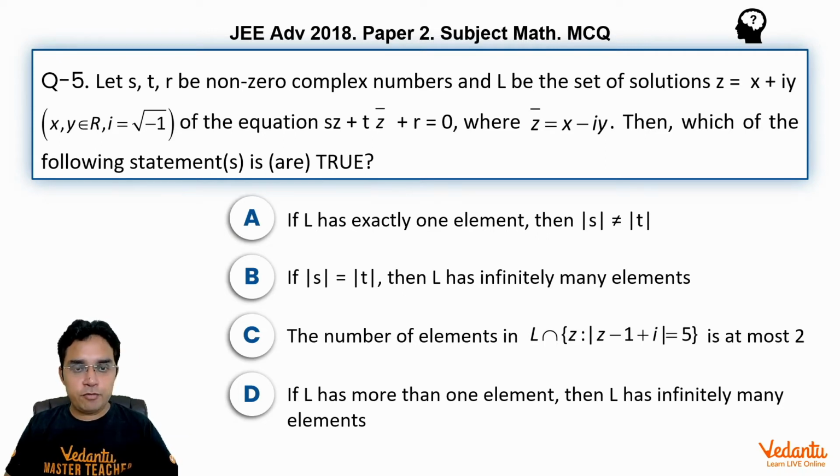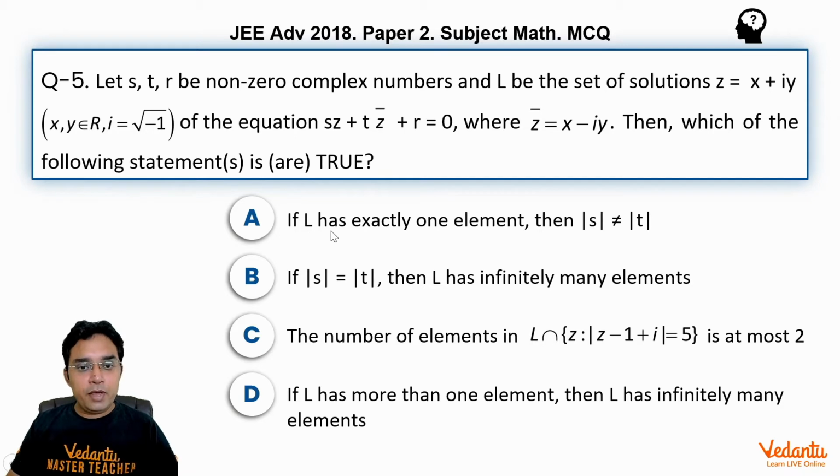This is question number 5 from paper 2 from the topic complex number 1. Very important topic. Let us see what this question is. Let S, T, R be non-zero complex numbers and L be the set of solutions Z = x + iy, x, y belong to R, i = √-1, of the equation S·Z + T·Z̄ + R = 0, where Z̄ = x − iy. Then which of the following statements is/are true?